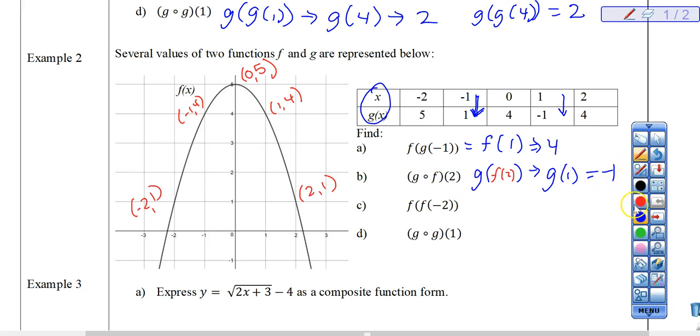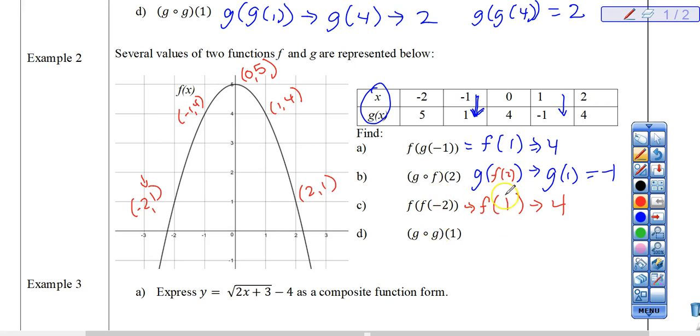Okay, so I'm going to finish the video, but I'm hoping you guys have got it by now, and if you haven't, I want you to talk to me. So we're doing the f of f of negative 2. All right, so the f of negative 2 is what? The f of negative 2 is 1. And then the f of 1, so now x equals 1. What's my output? 4. There it is.